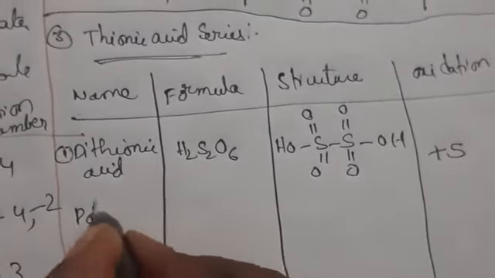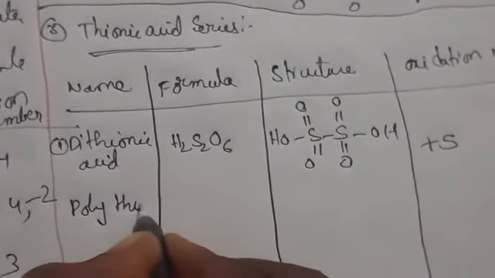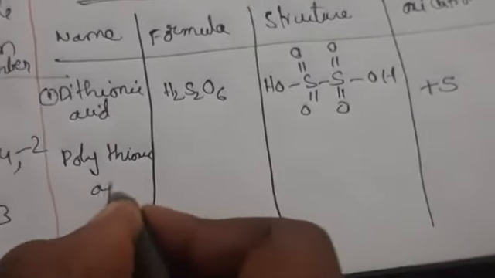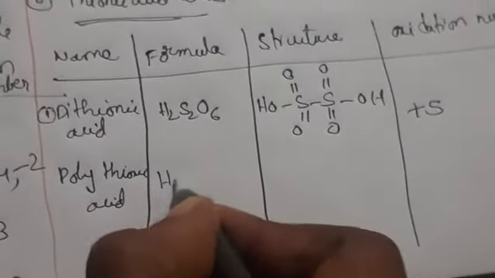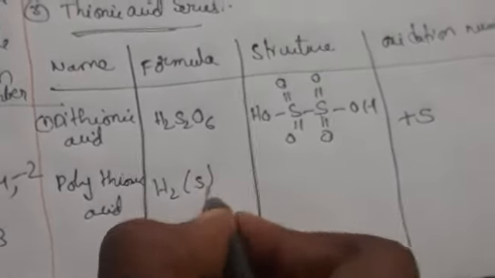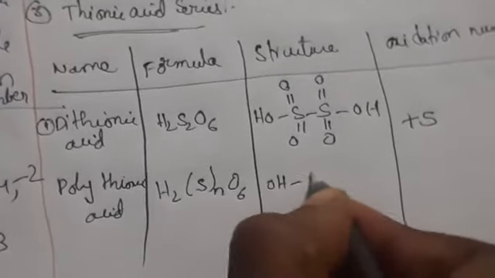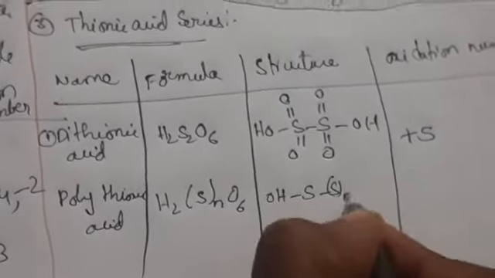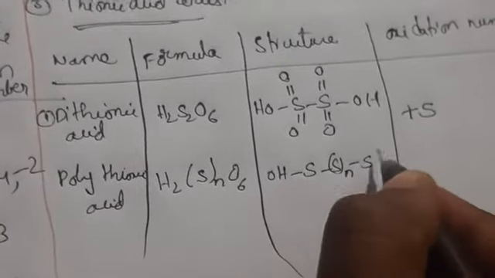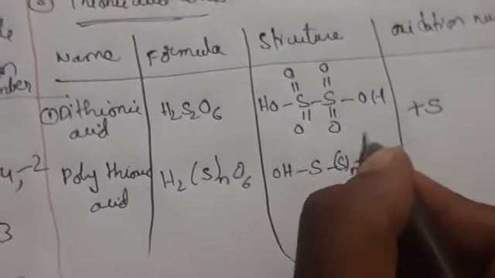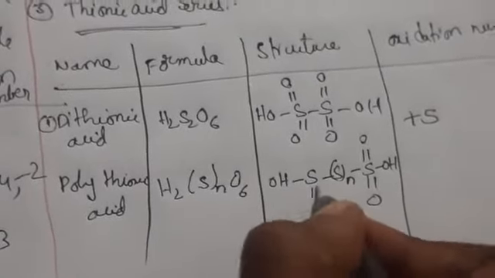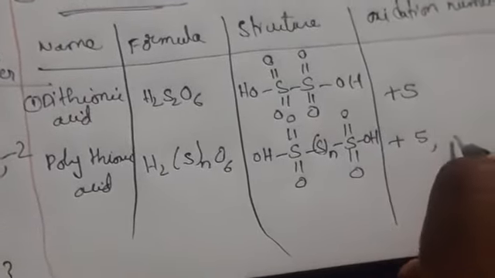Next one we are having polythionic acid. So it is having formula, poly means many, S or more. So that's why we are taking Sn. So it is having the structure OH, S, Sn. In the place of n we can take integers. OH, double bond O, double bond O, double bond O, double bond O. It is having also oxidation state +5, 0. So these are the thionic acid series. Sulfurous, sulfuric, thionic acid series.